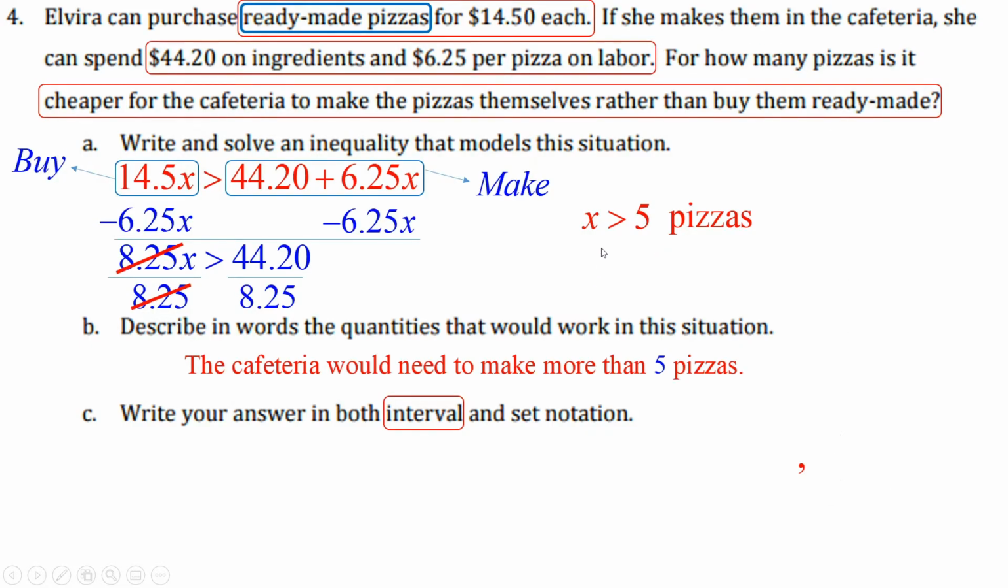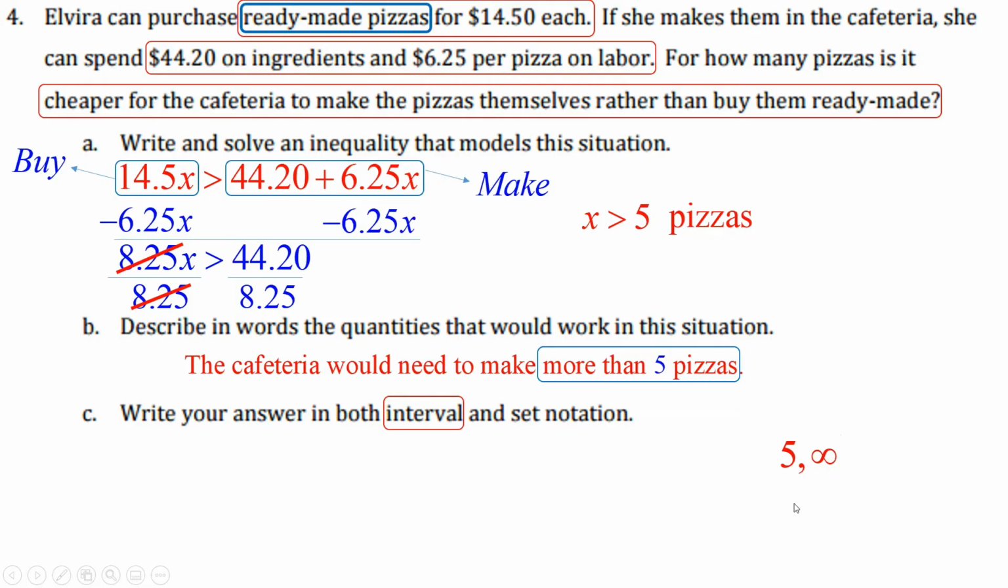Okay. Now, x is greater than 5. That means my number of pizzas has to be more than 5. That means my bound on the left is, for the first time today, a 5. It's not that 0. And how many pizzas can we make if x just has to be greater than 5? I don't know what kind of time we have, so I'm just going to go on and on and on. I'm going to say infinity.